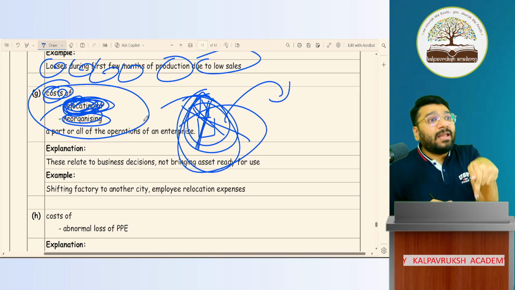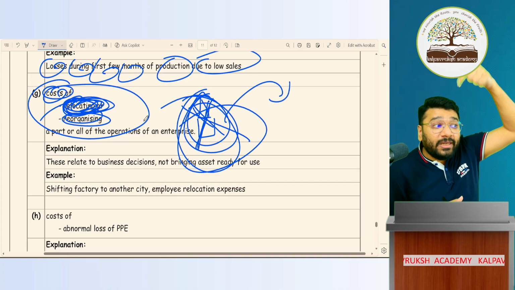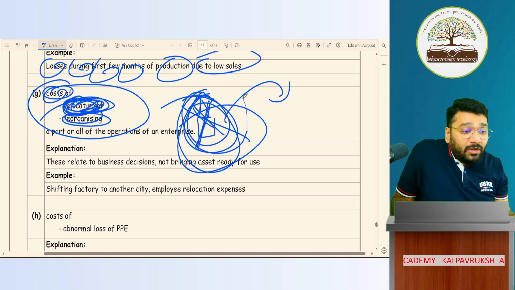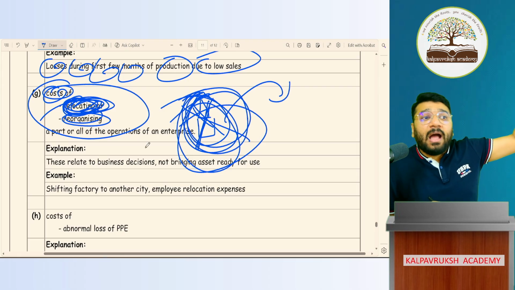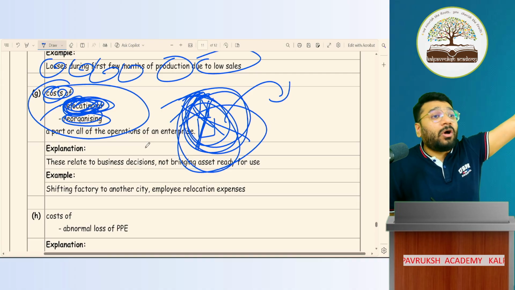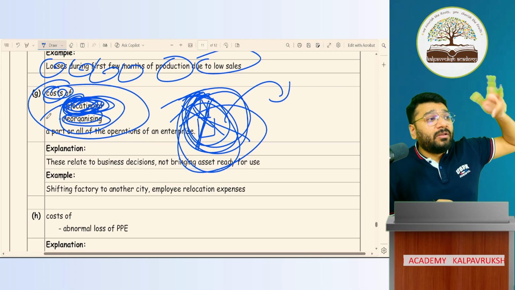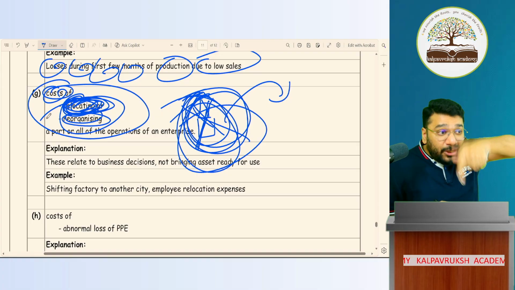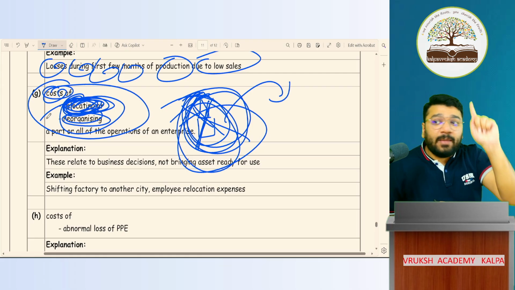Yes. Because without demolition, I cannot build a new asset there. To build a new asset there, demolition is important. Got it, not got it. So the cost of demolishing the old factory, to build a new factory, the demolition cost is essential. Hence the demolition cost is a part of your cost of PPE. But the relocation or the reorganization of the business operation to a different place is not a part of your cost of PPE. That you are doing for your convenience, not for the development of the PPE. Hence, that is not a part of your cost of PPE.